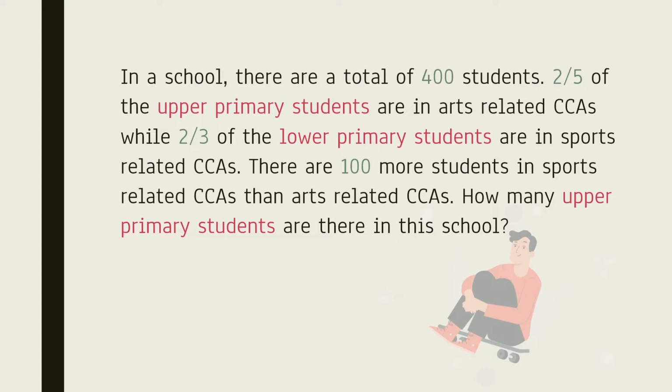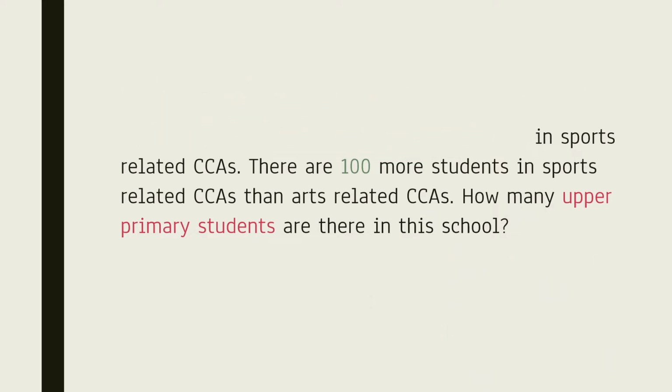So, how do we know that this question involves simultaneous equations? For one, we can identify that there are two unknown factors, the number of upper primary students and the number of lower primary students. Furthermore, we can identify a relationship between these two unknowns. Both upper and lower primary students add up to a total of 400 students, and there are 100 more students in sports-related CCAs than arts-related CCAs. We can use two different methods to tackle this question.